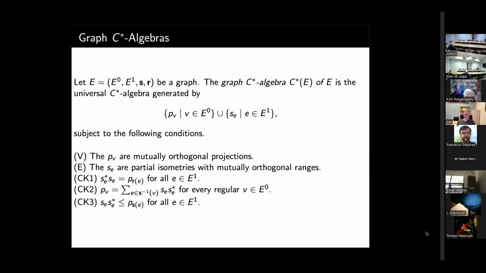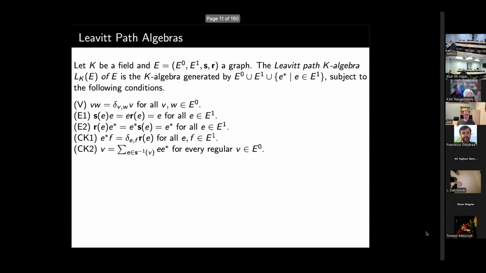Now, I'm an algebraist, and when I see something like that, the first thought is, what happens if you strip away all the analysis and the topology and that? What do you get? Well, you get a Leavitt path algebra. So here there's no functions anymore. We just start with a field, and this time it can be any field, doesn't have to be the complex numbers, and it can even be a commutative ring. But we'll stick to fields for the current purposes.